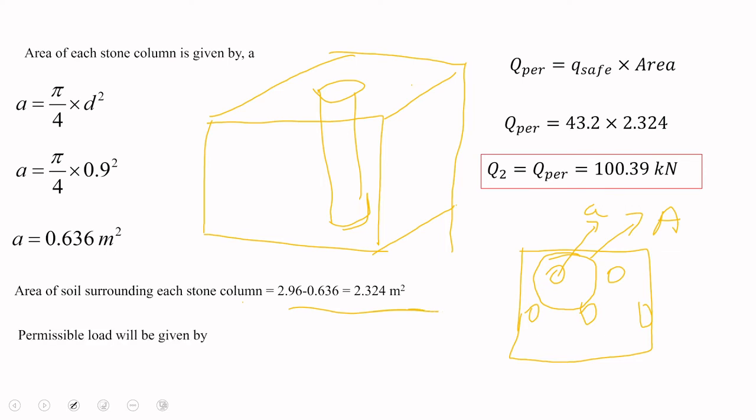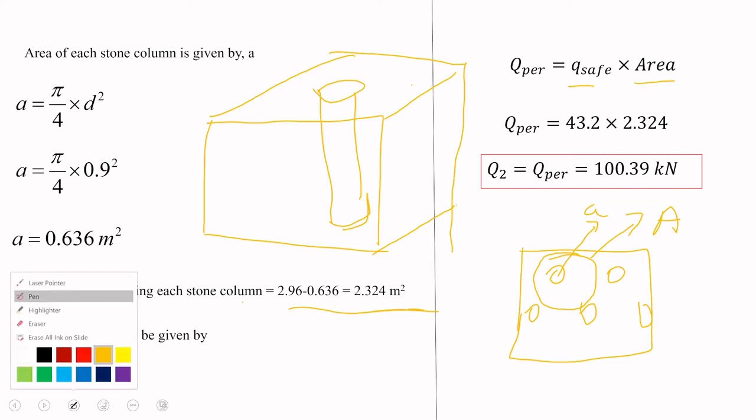So the permissible load will be given by Q permissible equal to Q safe into area. Q safe we have calculated as 43.2, and the area will be capital A minus small a. So it will be 2.324, and Q permissible will be equal to 100.39. Okay, I'll just erase it.